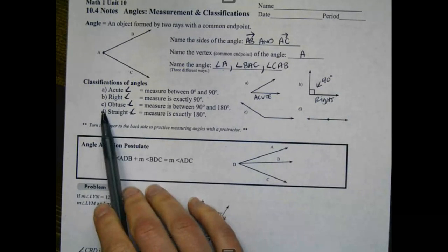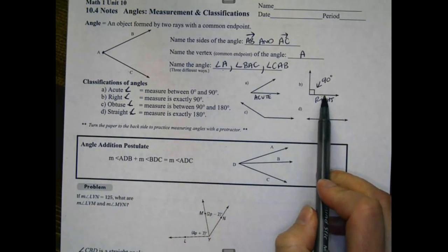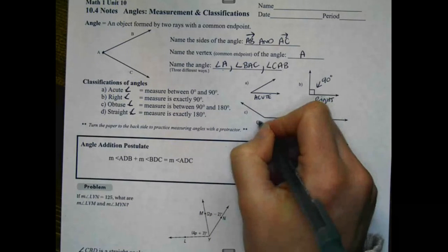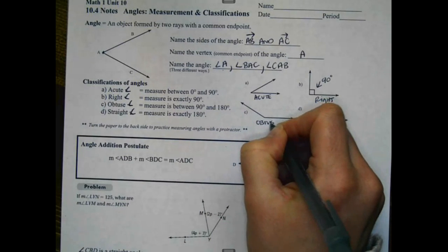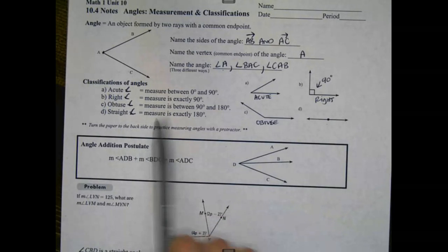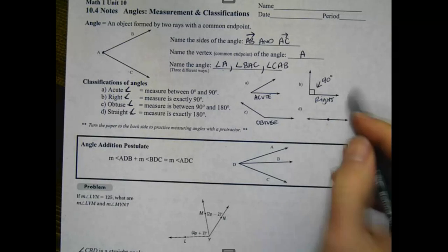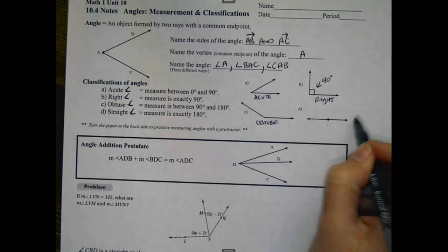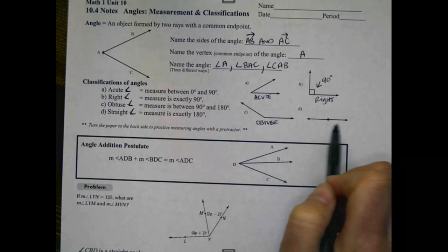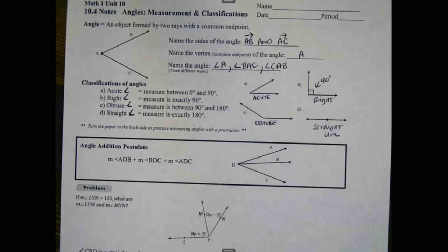Then we have our obtuse angle, which measures between 90 and 180, so it has to be larger than this, but it can't be a straight line. So this is our obtuse angle. And then our straight angle, which measures exactly 180 degrees. If you think of when you were standing here and you were to turn around, that's 180 degrees, but this is our straight line. Or if you're doing a 180 on a snowboard, you just turn around basically.